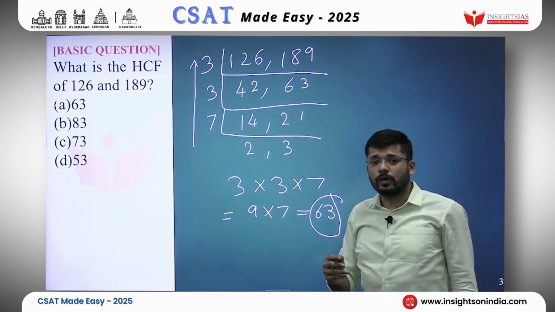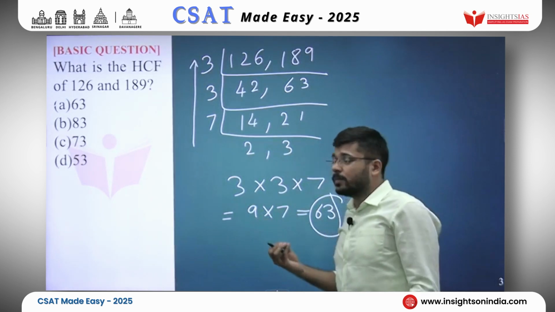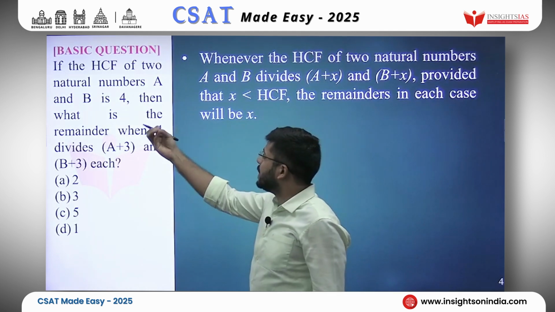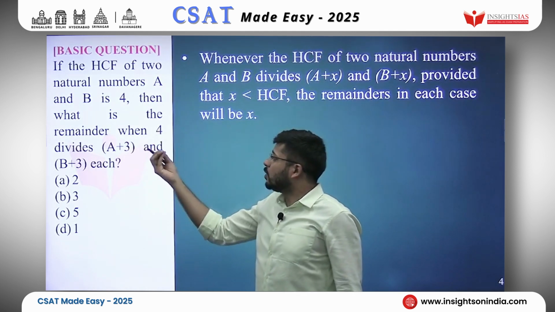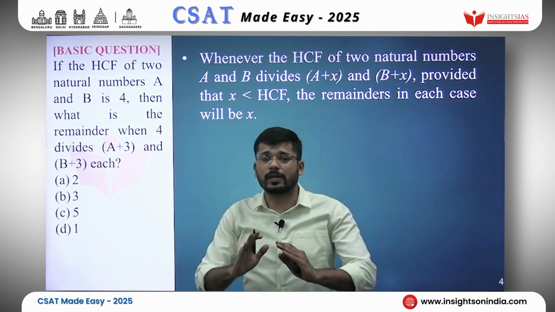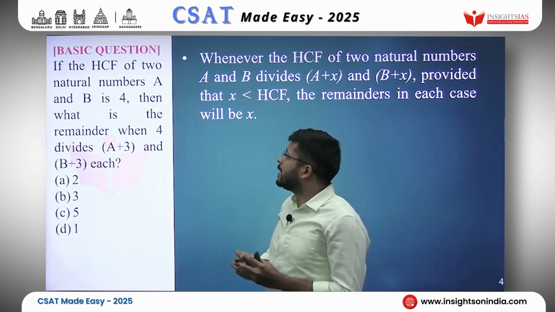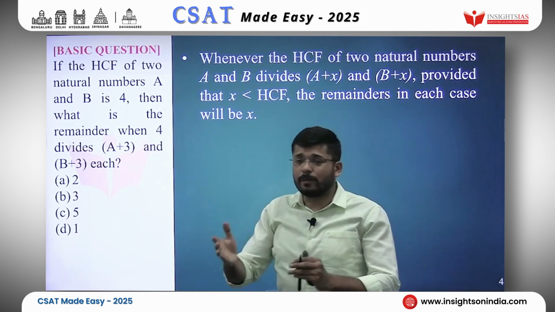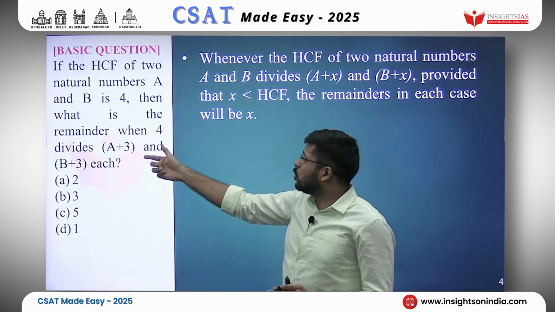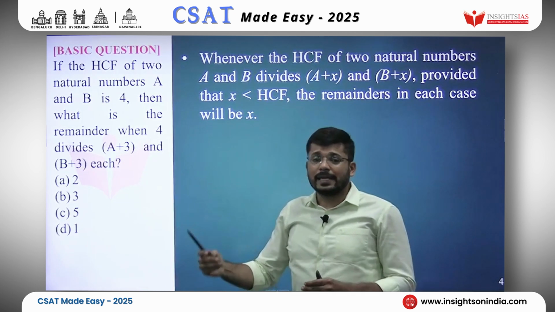Okay. Now we will go to another basic question where we will learn another basic concept. If the HCF of two natural numbers A and B is 4, then what is the remainder when 4 divides A plus 3 and B plus 3 each? What are they telling us? They have already given the HCF readily to us. They are telling us that there are two natural numbers A and B and their HCF happens to be 4. However, they want to divide A plus 3 and B plus 3, and what will be the remainder in each case?